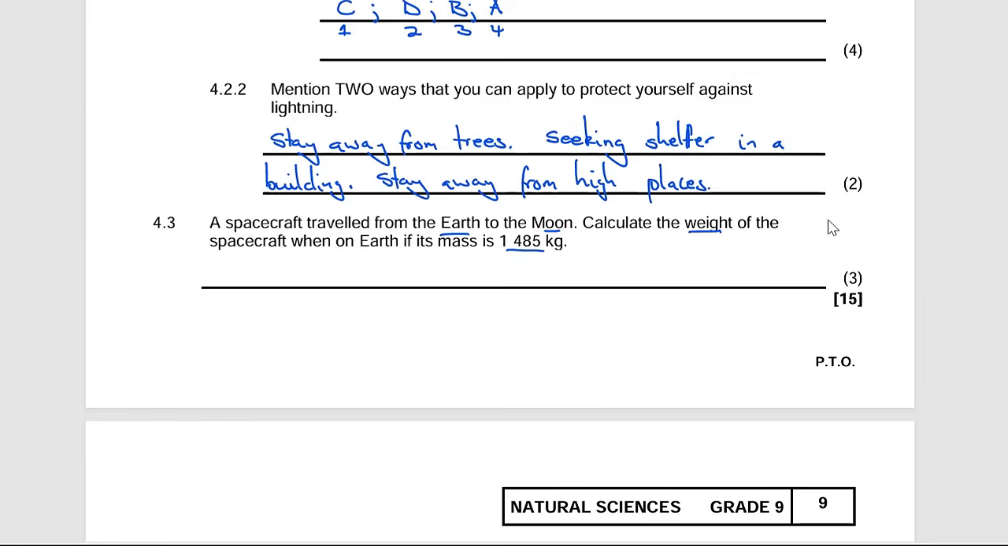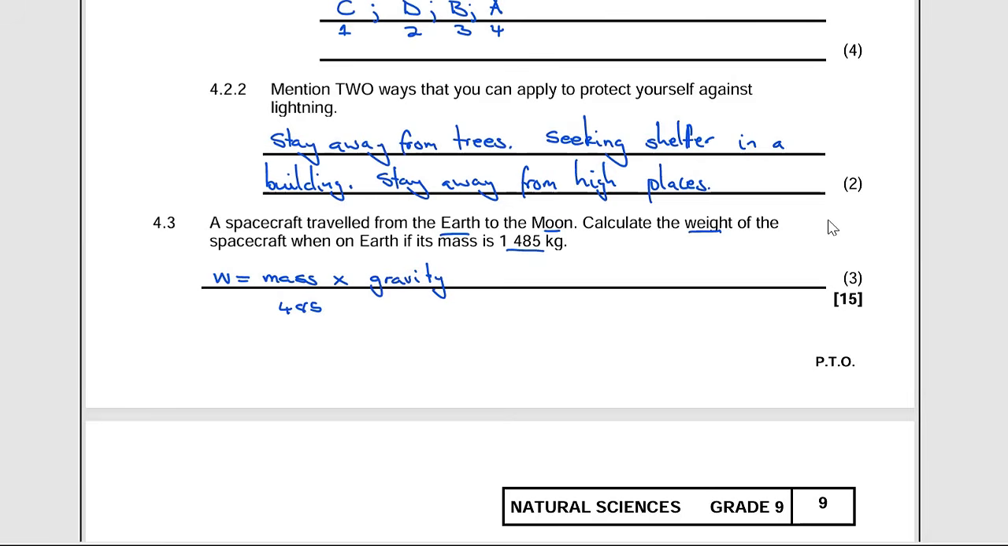So our weight, I'm going to say our W, is equivalent to the mass times gravity, which is our acceleration due to gravity, right? So the mass of this object is in kgs, which is 1,485. So this is equivalent to 1,485, then multiplied by our gravity, right? Acceleration due to gravity is going to be 9.8, right?